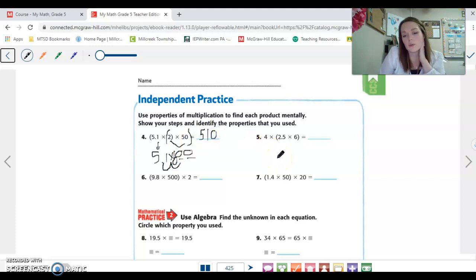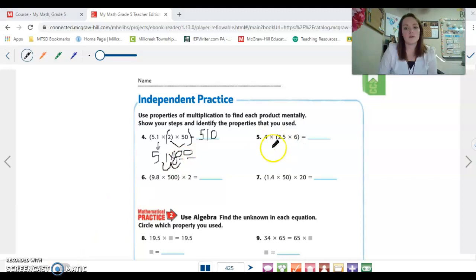Mrs. Bliley is going to do one more with you, and then I will give you the rest for independent practice. So we have 4 times parentheses 2 and 5/10 times 6 and parentheses. So what should we multiply together first? What would be easiest for us? Okay, so what we're going to do is we're going to change the parentheses. We're going to multiply 4 times 2.5 first.